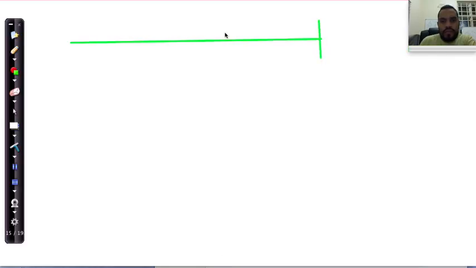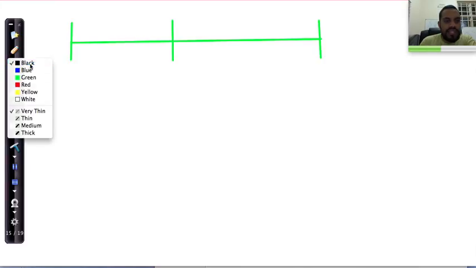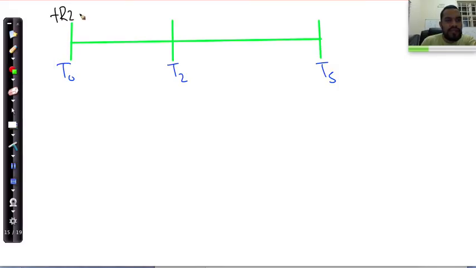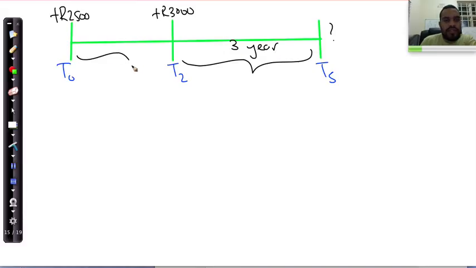For the sake of just making calculations easier, I'm going to redraw that. In that time you can convince yourself that what I'm doing is true and correct, and that it's identical to whatever's on the first page. T0, T2, T5. Here we're inserting plus 2,500 Rand, and here we're adding an additional 3,000 Rand, and we're interested in what's the value at the end over there. This is a 3-year period, and this over here is a 2-year period.